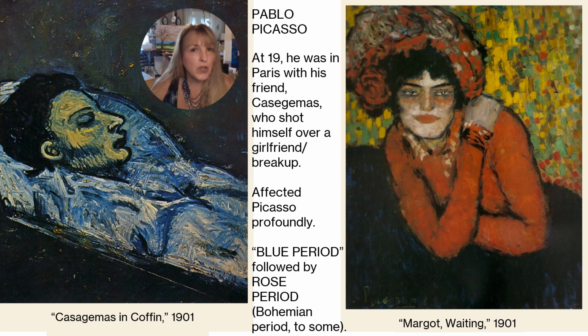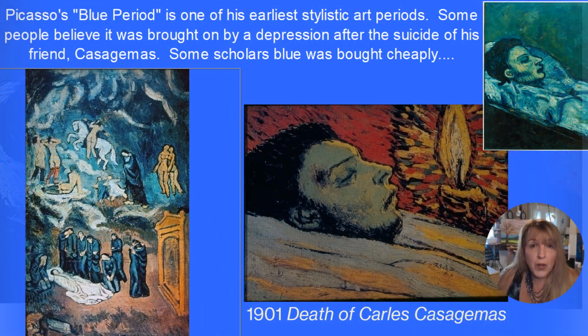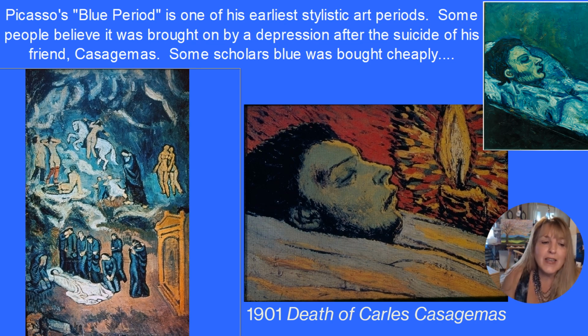And so this is also turn of the century. And he painted his despondency about the death of his friend Casagemas. And he actually produced a few of these images of Casagemas. Now, the first particular image, I think, is one of the most interesting of the blue period. And the reason for that is it's such an interesting painting.